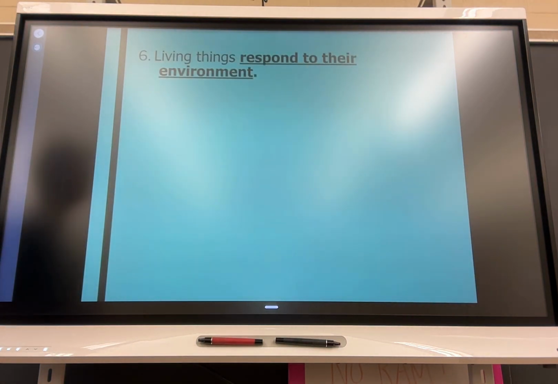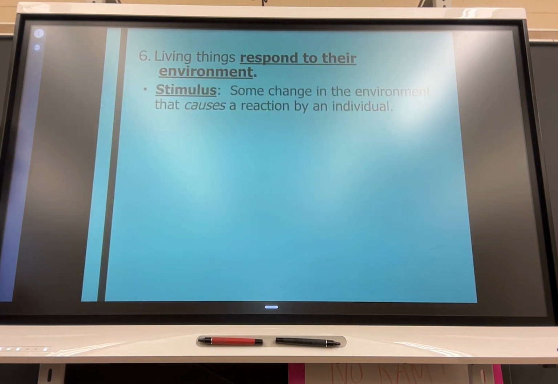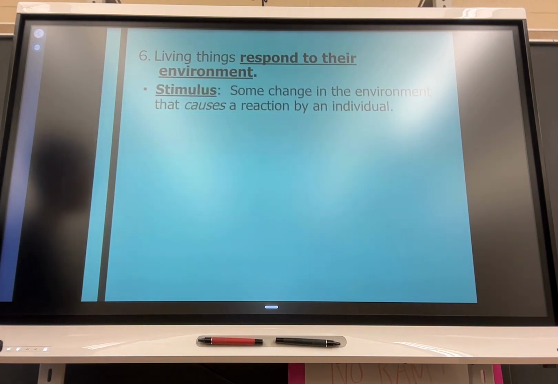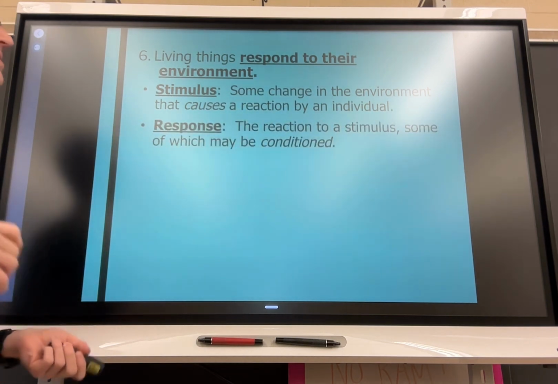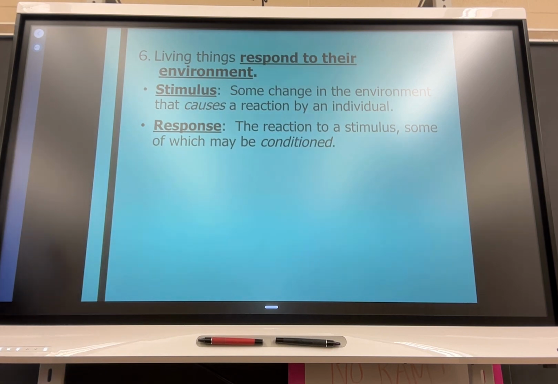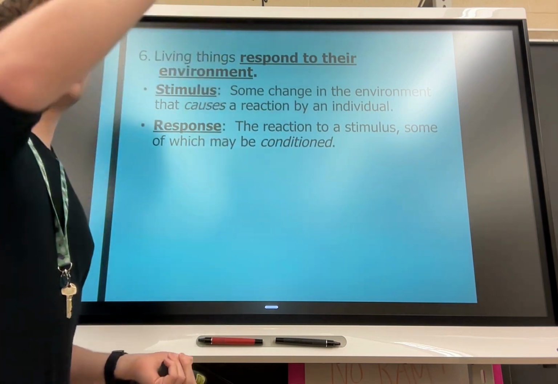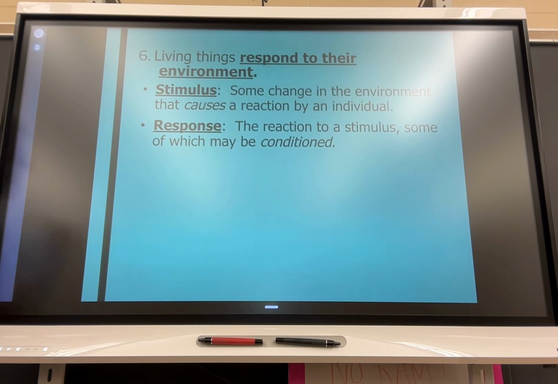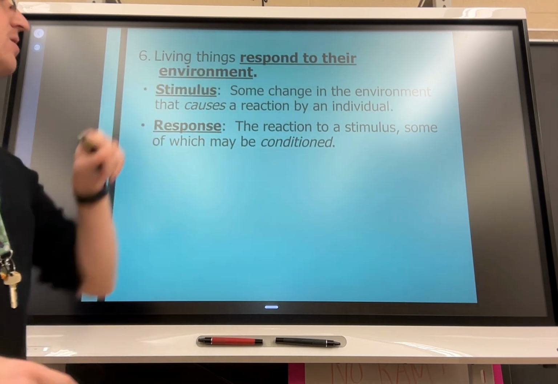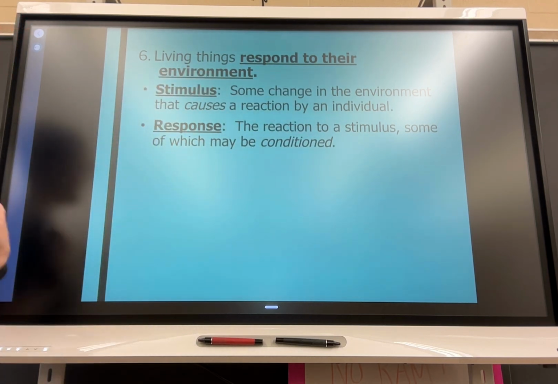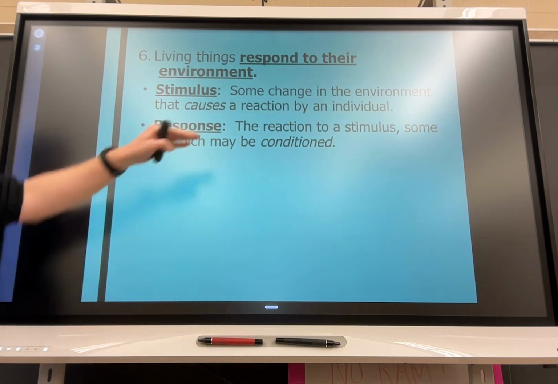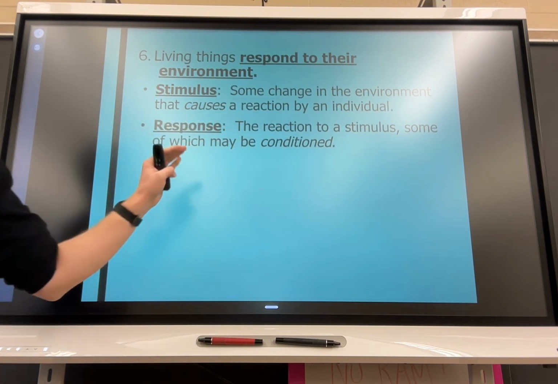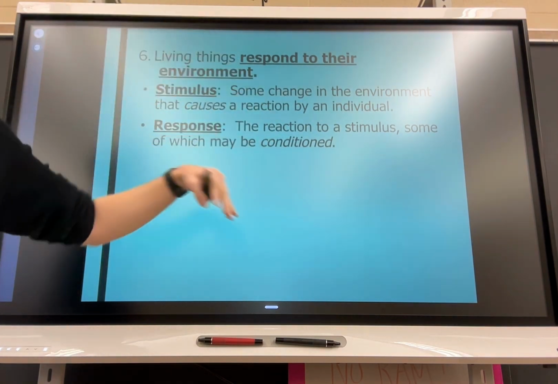The next characteristic is that living things respond to their environment. So in order to respond to your environment, you need two things. You need a stimulus and you need a response. So a stimulus is a change in the environment that's going to cause some sort of a reaction. So if, for example, you turn off the lights, your eyes will start to adjust. So the change in the environment is going to be that stimulus. How an organism reacts is the response. So the response is going to be a reaction to the stimulus.